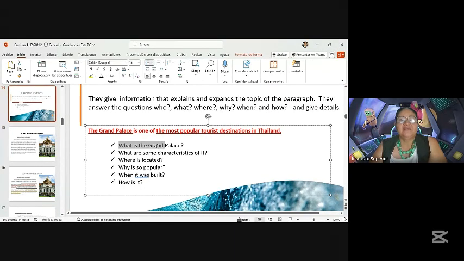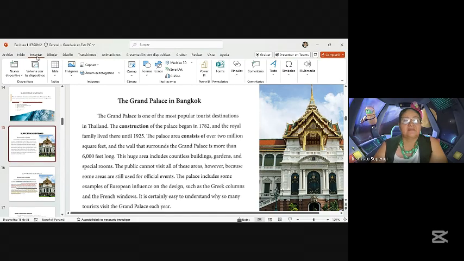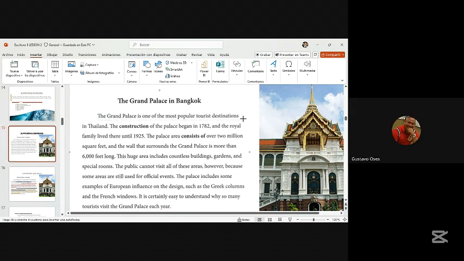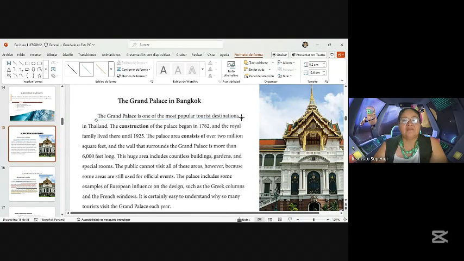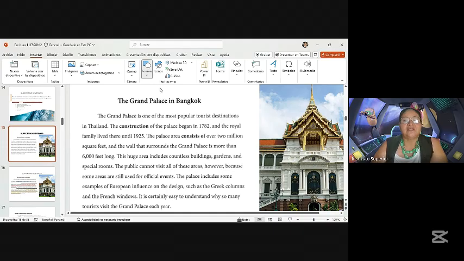So, what is the Grand Palace? This is just in order to let you know that supporting sentences should answer questions, should explain, should give examples. So we have our question. What is the Grand Palace? So it is the most popular tourist destination in Thailand. Exactly, it's the most popular destination in Thailand.